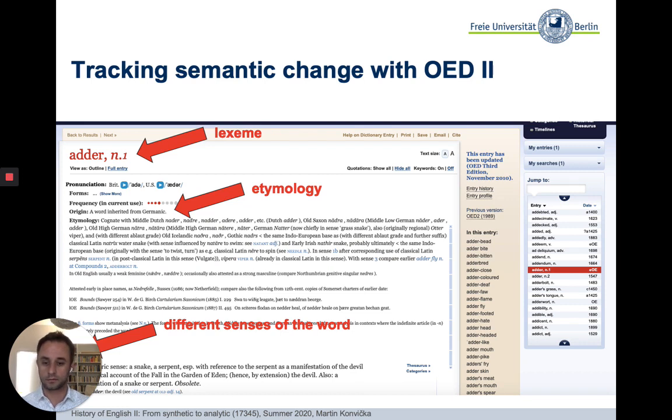Oh, I'm sorry, you can't really see that right now because of my camera picture, but underneath this etymology section, the different senses of the word are listed. And they are also numbered and differentiated. And underneath each different sense of the word, you also get usage examples from the respective period.